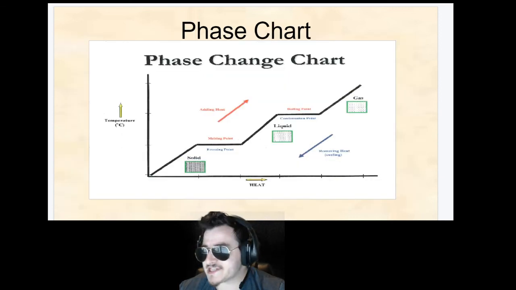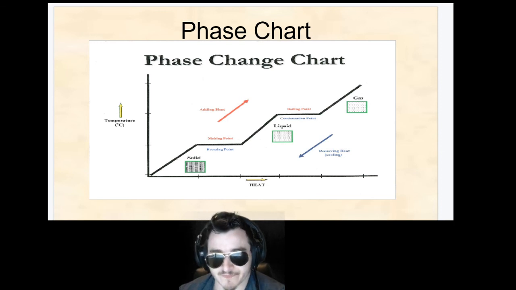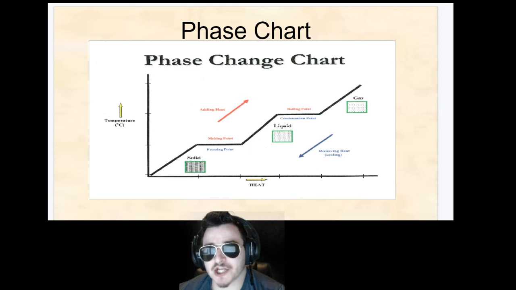So where are we going to see this at? We're going to see this in the forms of phase change charts. And there's a couple different ways that we can see this. However, they all have the same structure. Okay? So this phase change chart consists of 3 sloped lines and 2 horizontal lines. That is the same for every single substance.